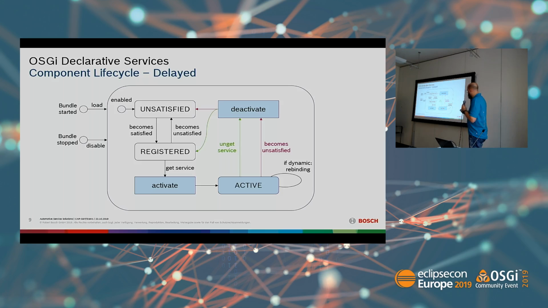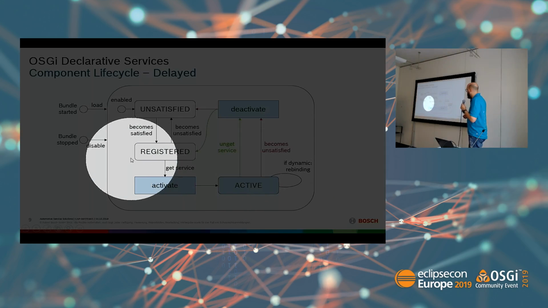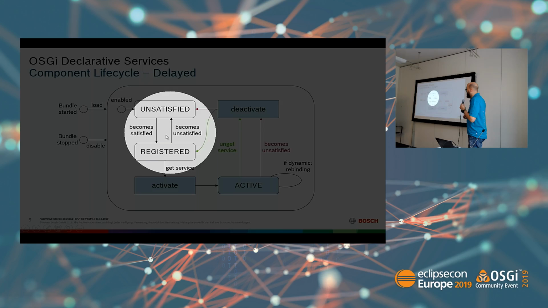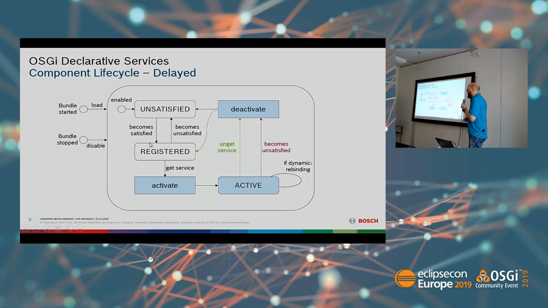this process. Also here we have the active state, so it stays active until everything is satisfied. If something becomes unsatisfied, then it will deactivate again and return back into this unsatisfied state, and can also be brought back into the registered and active state.